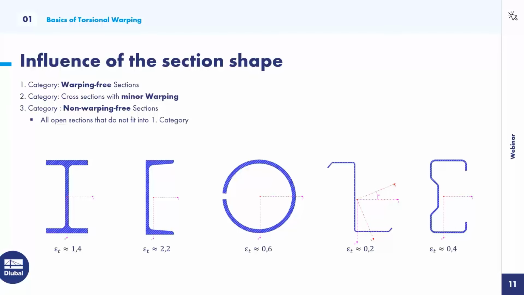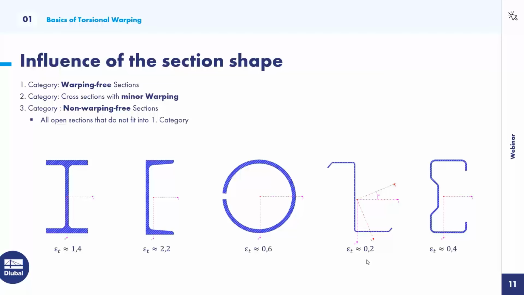And as you can see, some very prominent steel sections, such as the I profile or the U profile, belong to this category. Also, cold-formed thin sections are very prone to warping, and you can see that the warping constant, or the torsional constant here in this case, is much lower than 1. So in some cases, it's rather recommended for such sections to neglect the primary torsion rather than the warping torsion.